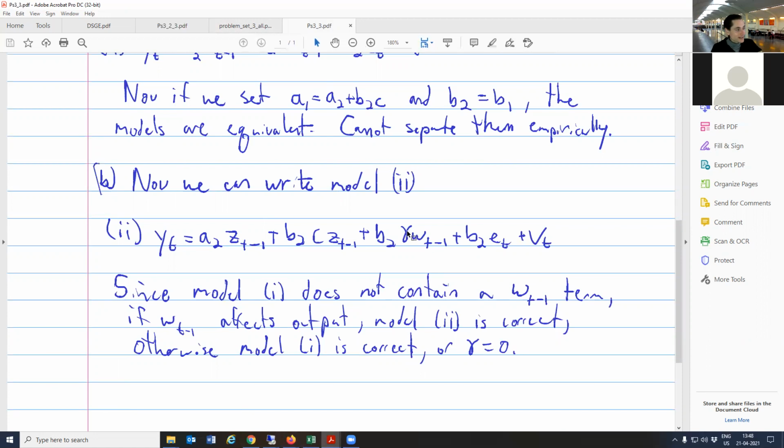If there is, I can test it, and I can see if I can reject the idea that the correlation between WT minus 1 and YT is 0. If I can reject that, that says that model 2 is likely correct. Okay, so now they are actually distinguishable. So that's kind of it.